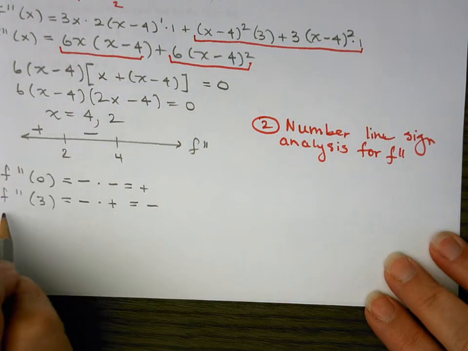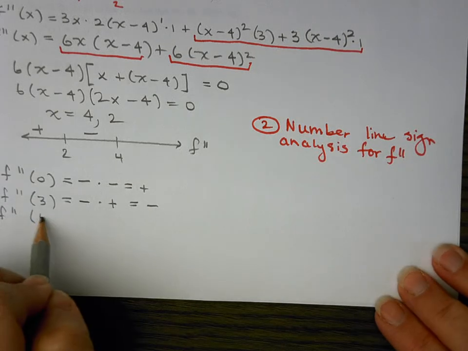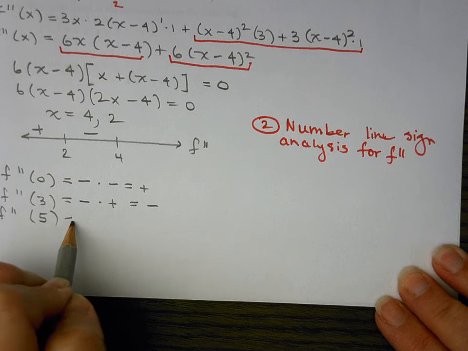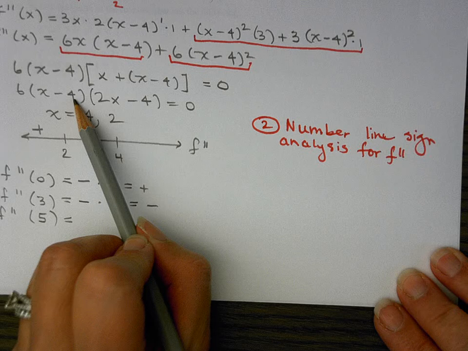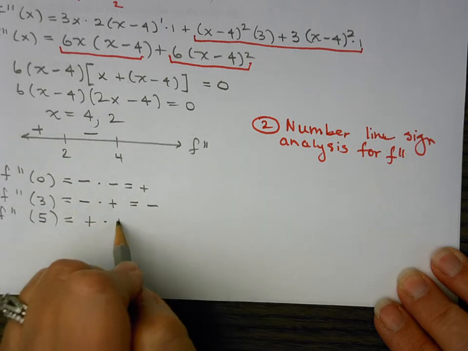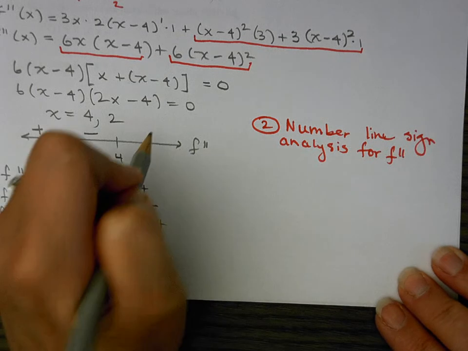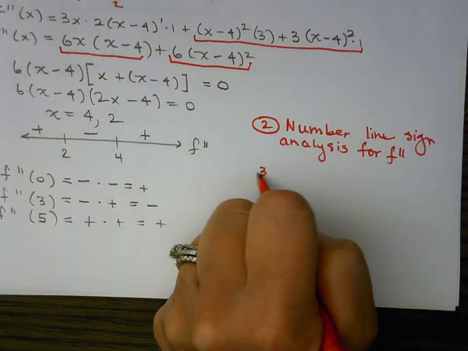And then finally, a number greater than 4. So we'll pick, say, e squared, or maybe just 5. Okay, so let's pick 5. So when I substitute in 5, I'll get 5 minus 4, which is a positive. And then 10 minus 4, which is also a positive, which would give me a positive value. Okay. All right, so now I am ready to make my conclusion. So once I do my sign analysis, I'm going to make my conclusion.